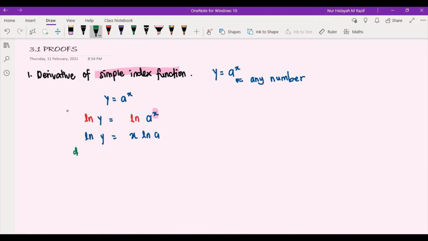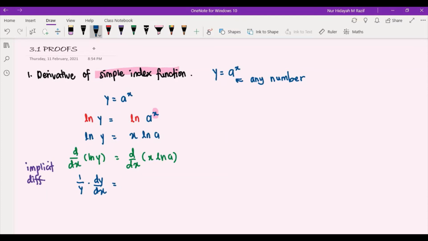Okay, so then I'm going to have d by dx of ln y is equal to d by dx of x ln a. So now I'm applying the concept of finding the derivative. And how do we differentiate the left hand side? Since I have ln y and I need to differentiate that with respect to x, we are going to need to use implicit differentiation. So implicit differentiation says that if you want to differentiate this one, you are going to have 1 over y multiplied by dy by dx.